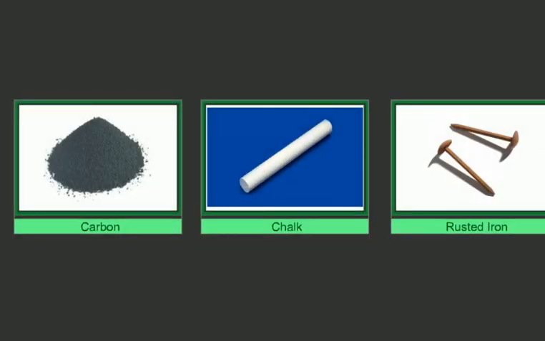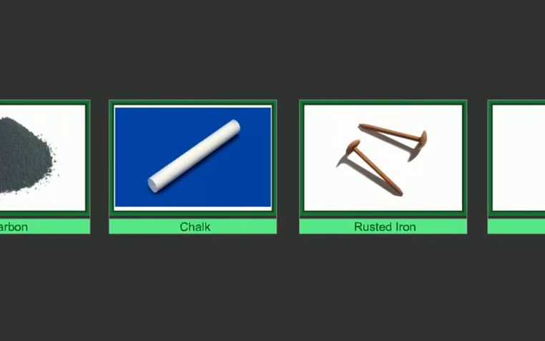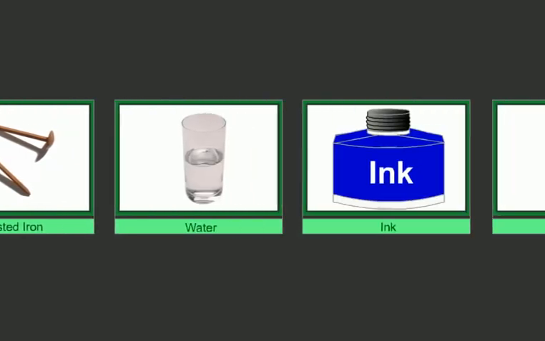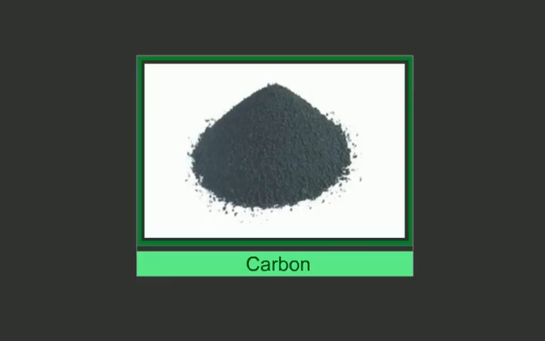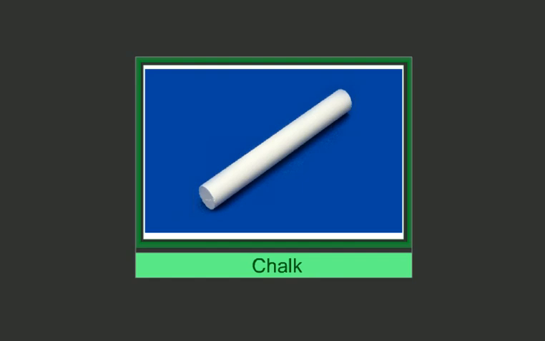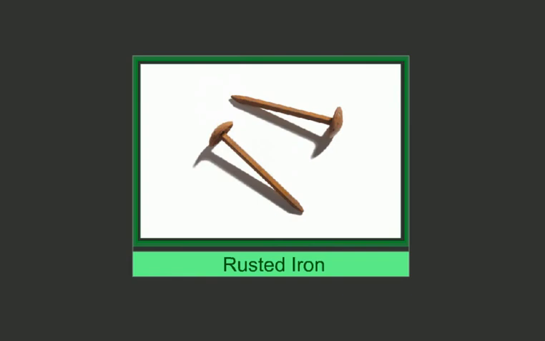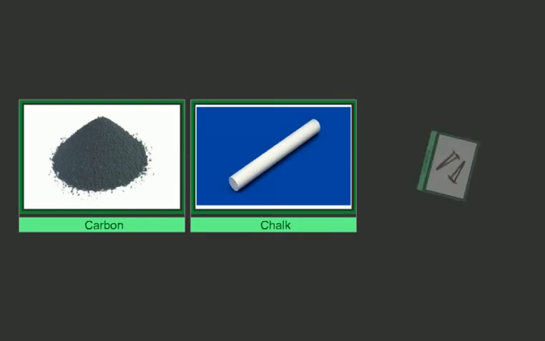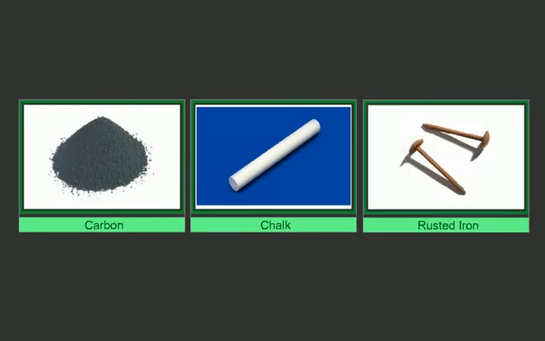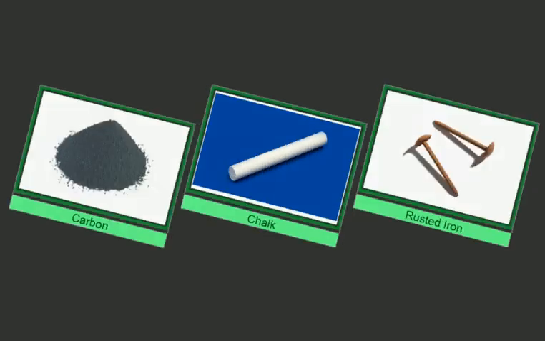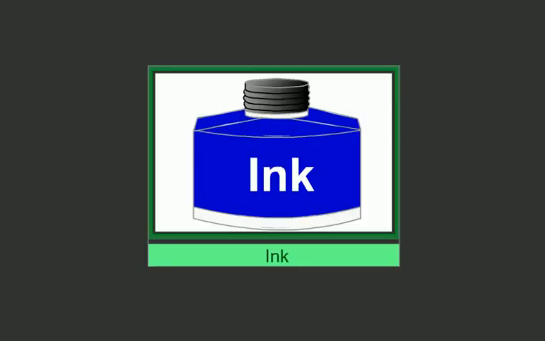Students, most of the substances have their own color as one of their properties. Like carbon is black in color, chalk is white, rusted iron is brown, and so on. The color of a solid substance can be identified by observing it, whereas the color of a liquid substance, like ink, can be observed after keeping it in a glass.